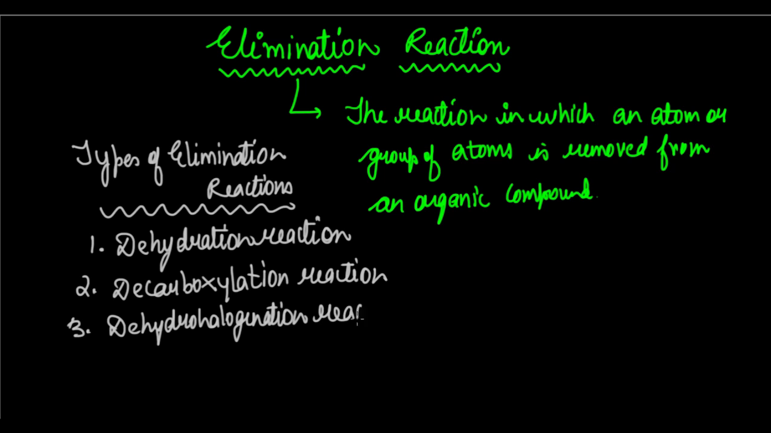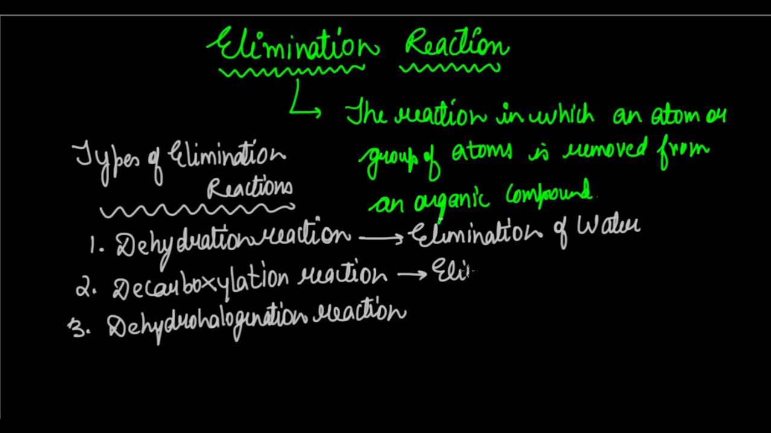Okay, let's have a look at the meaning. Dehydration meaning removing water, right? When we say we are dehydrated, it means we have a lack of water. So dehydration means removal of water. So dehydration reaction means elimination of water. When we are removing water from an organic compound, so elimination of water. Next is decarboxylation reaction. This is elimination of carbon dioxide. And lastly, we have dehydrohalogenation reaction.